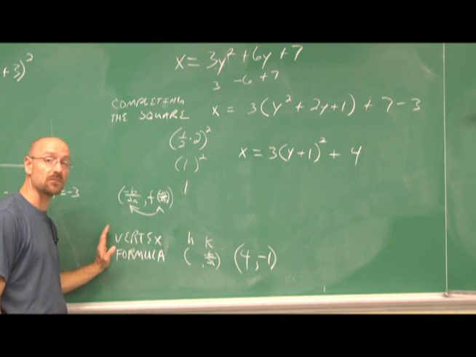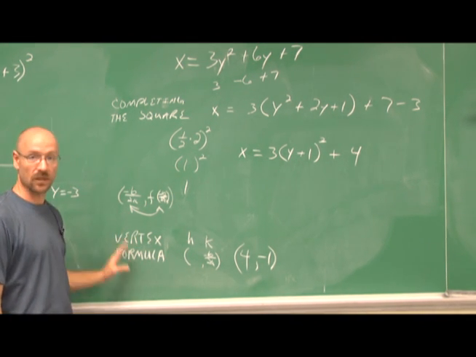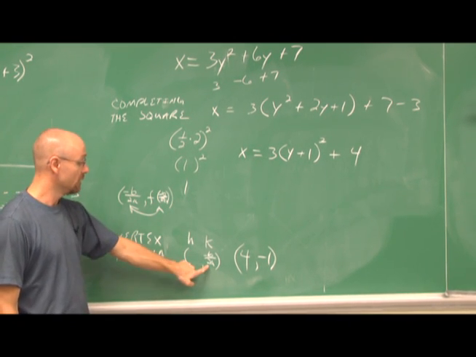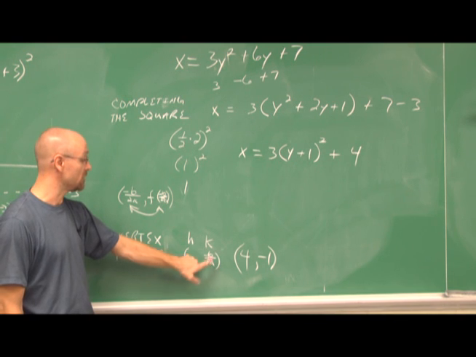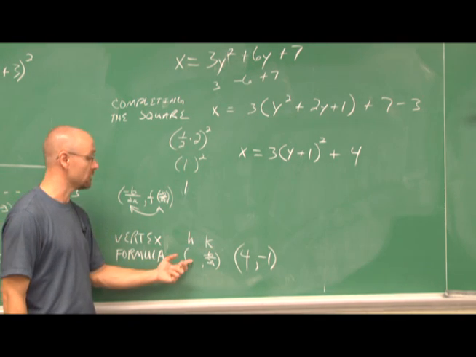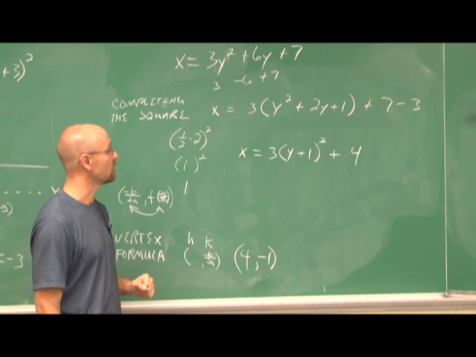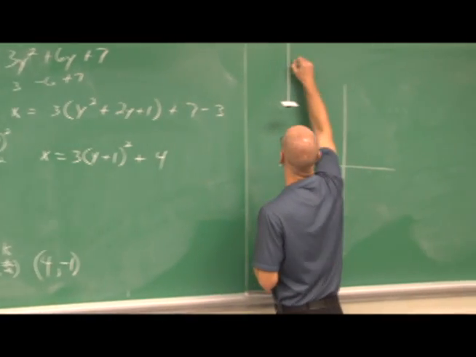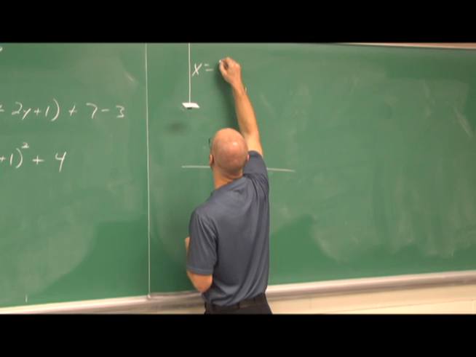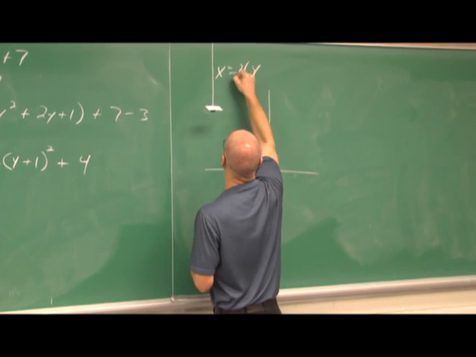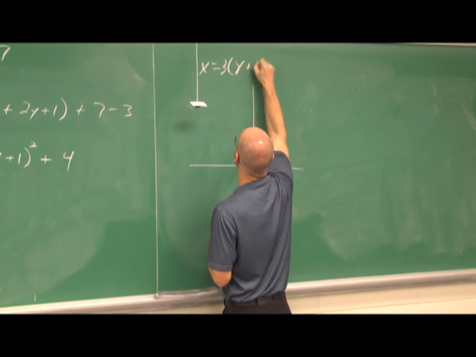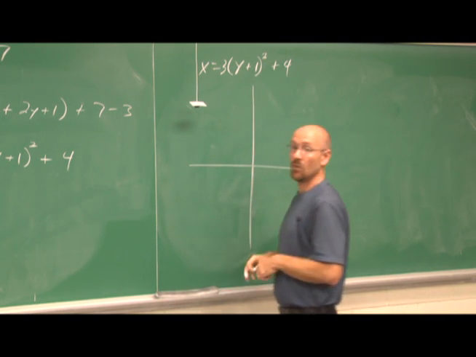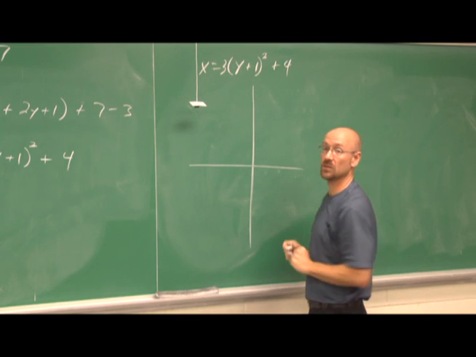Okay? A lot of times the vertex formula is going to save you time, but be careful. If it's a parabola on its side, you use negative b over 2a to find k. Plug that in to find h, just as we did here. But now that we've done all this work to find x equals 3 times (y plus 1) quantity squared plus 4, once it's in this form, this is the easiest way to graph it.